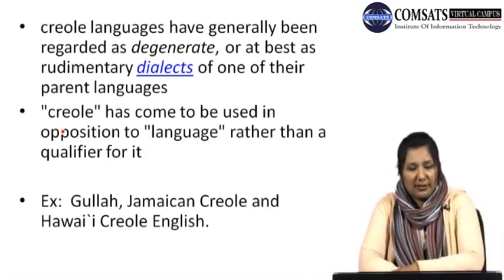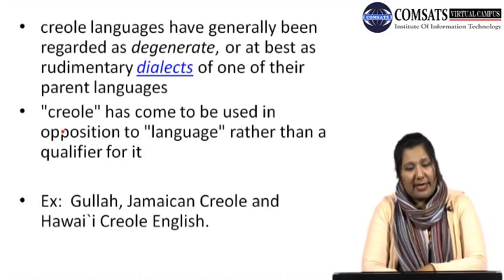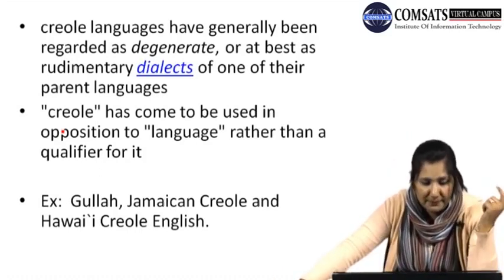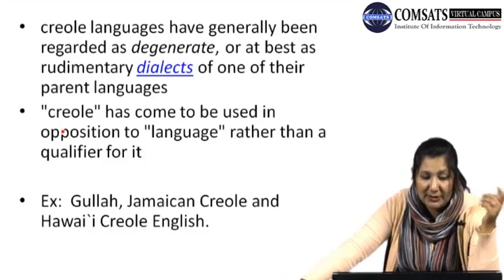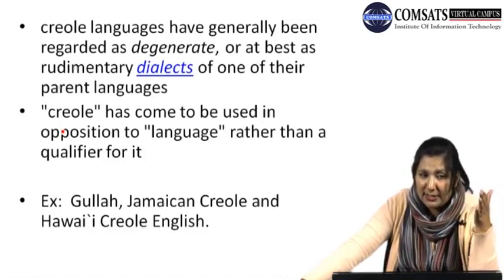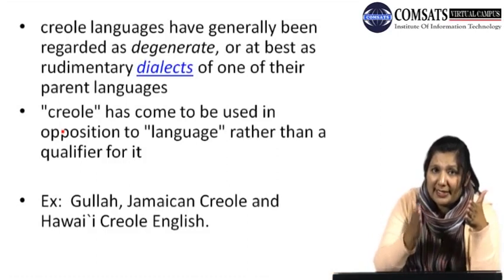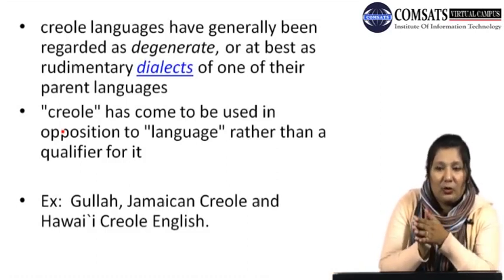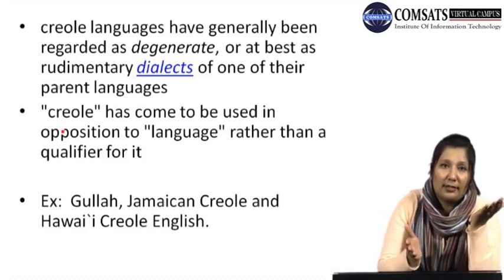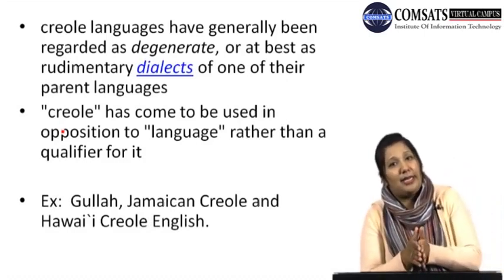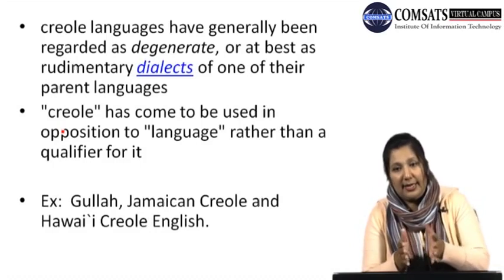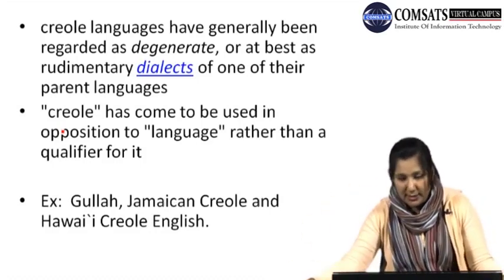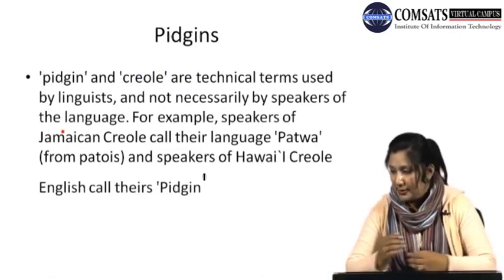Examples: Gullah, and Jamaican Creole, and Hawaii Creole English. These are two separate Creoles that exist. We cannot deny their importance. We cannot say that they are nothing at all. Yes, they are something in their own right, and they are adding to the mainstream of the English language.